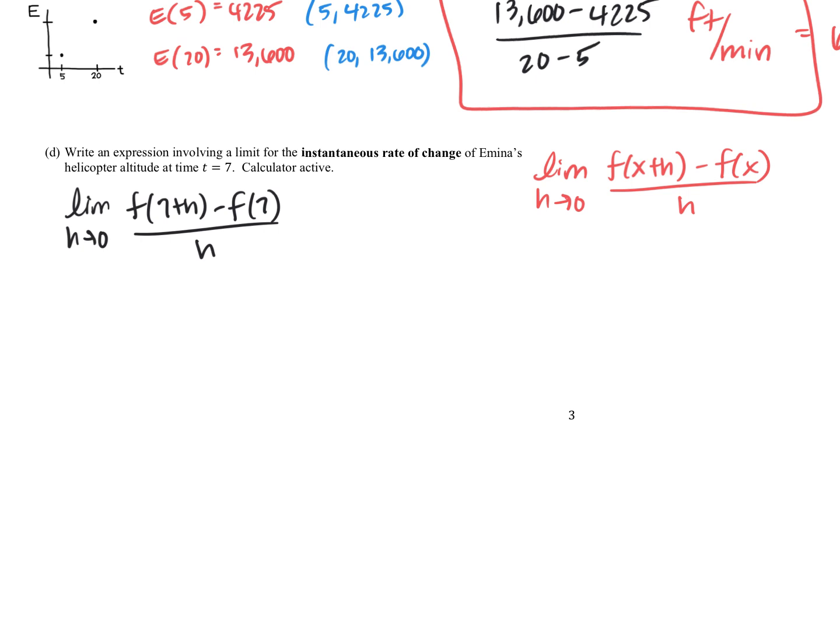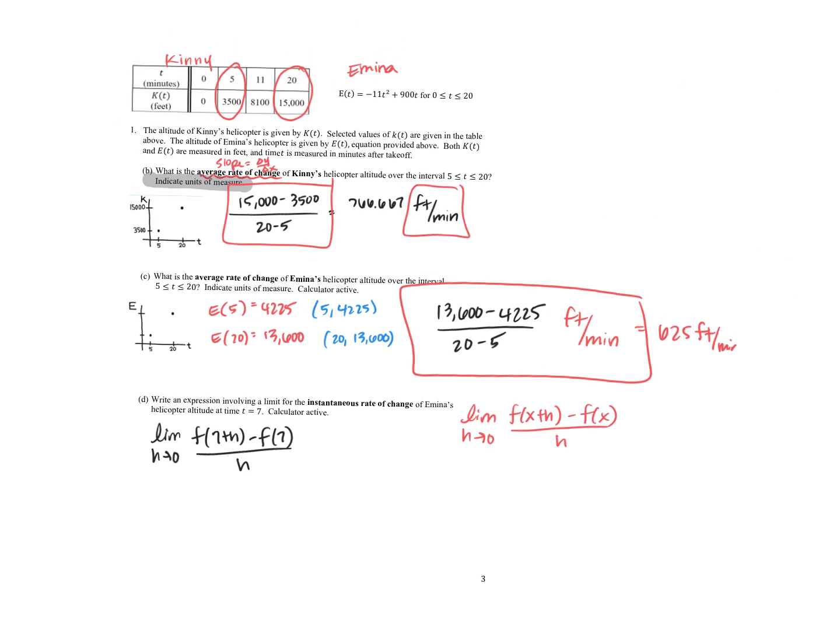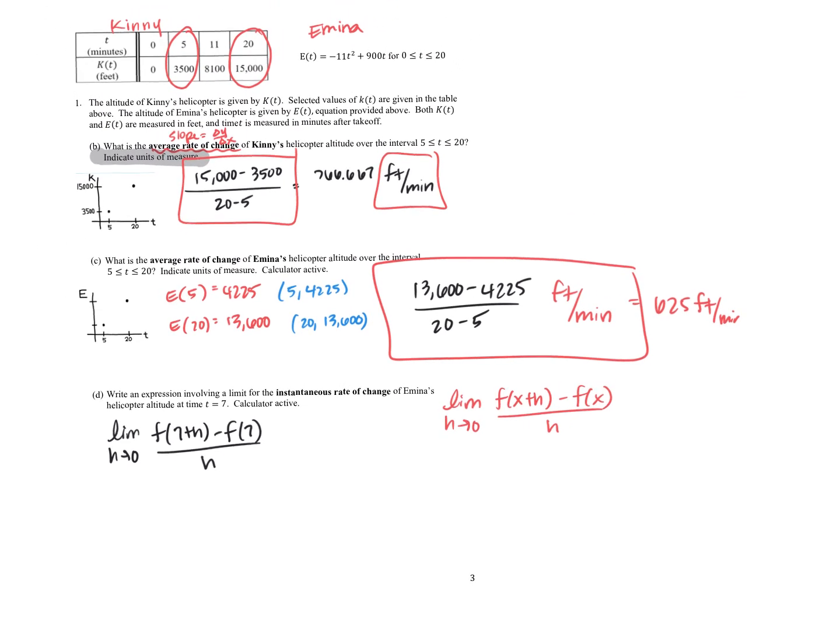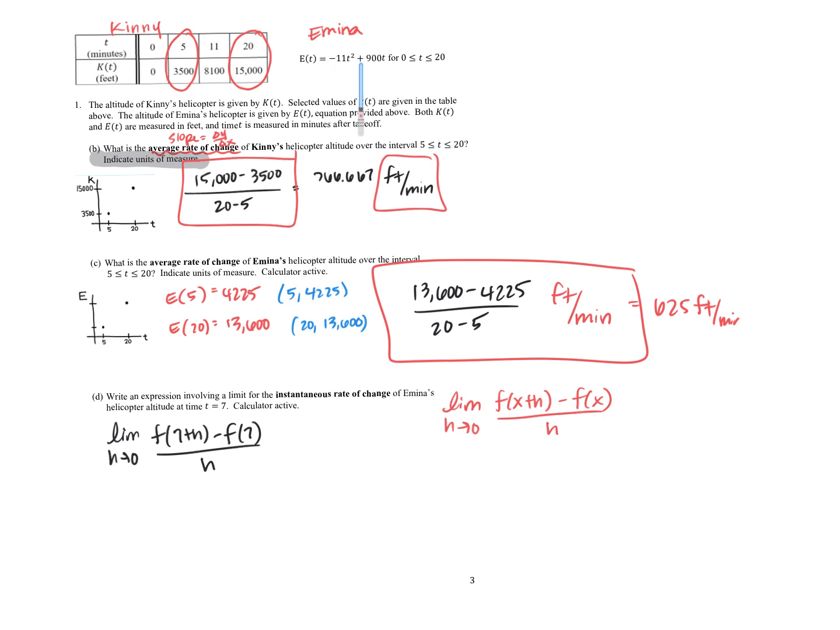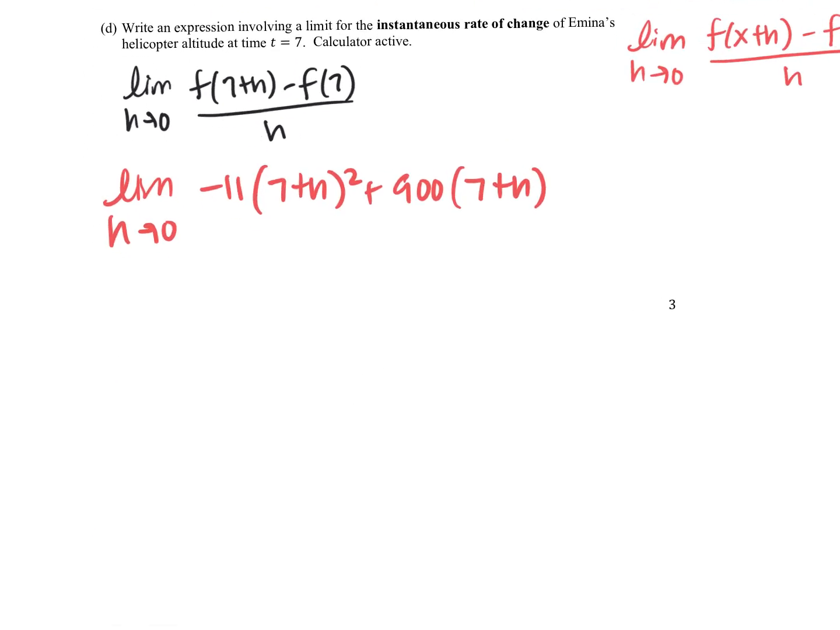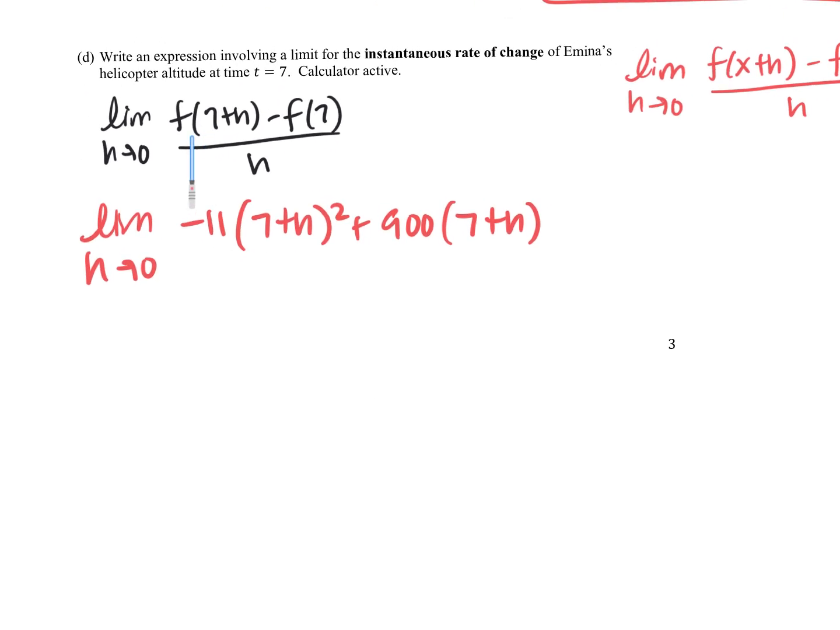Whew, and her function is not too bad actually, is it? Yeah, it's not too bad. So when I plug in 7 plus h into this function, I have to put a 7 plus h in for this t and for this t. So we're going to say we have the limit as h approaches 0 of negative 11 times 7 plus h squared plus 900 times 7 plus h. That is me plugging in 7 plus h into my function.